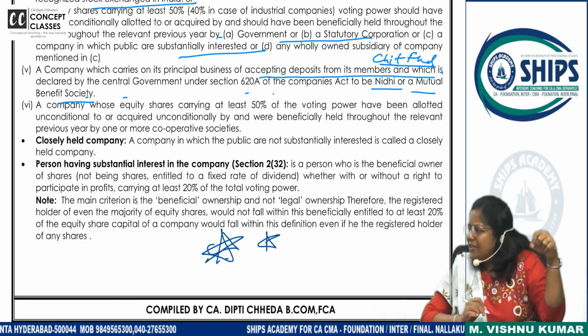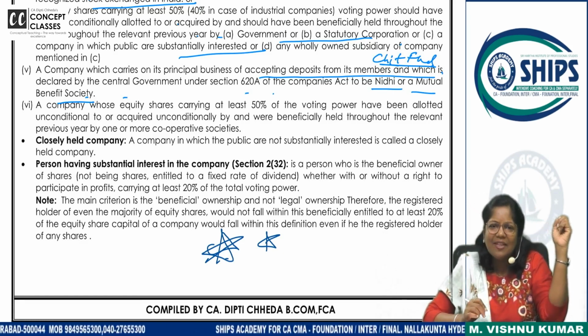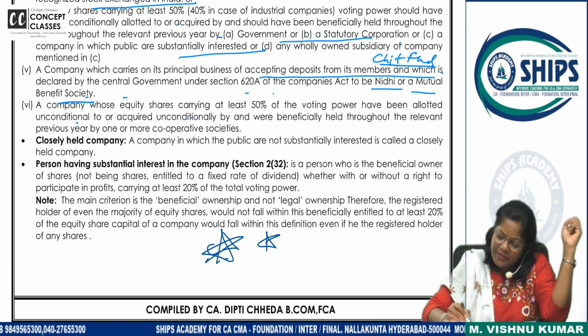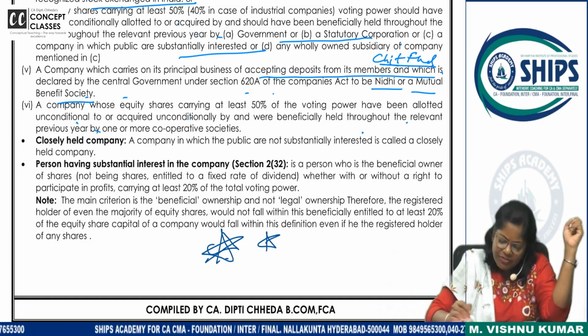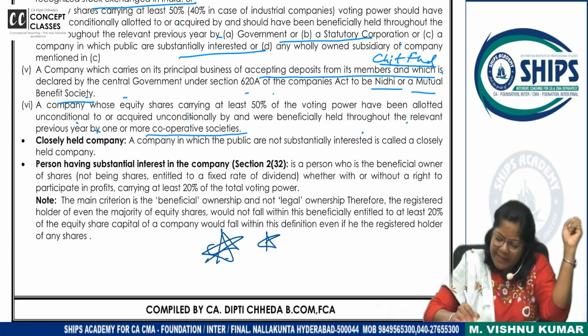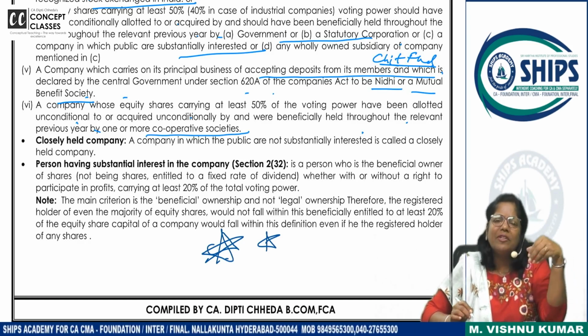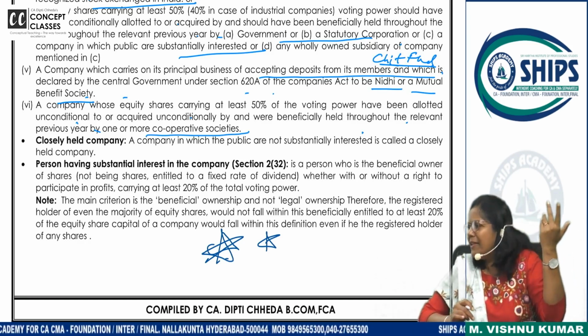Ma'am, 5th point, can you re-explain? I'll do it as I start my class tomorrow. Okay. Next, a company whose equity shares of at least 50% voting power have been allotted or beneficially held by more cooperative societies. So these are all different types of companies. And other different names also come.